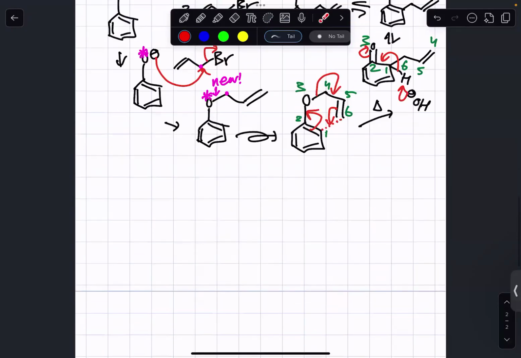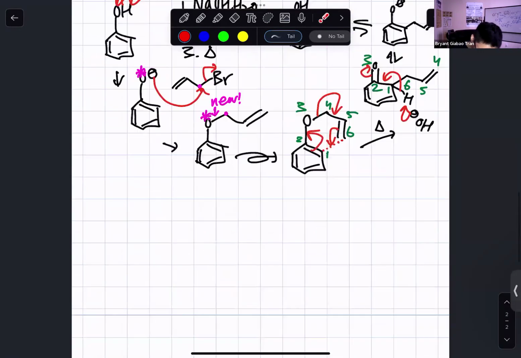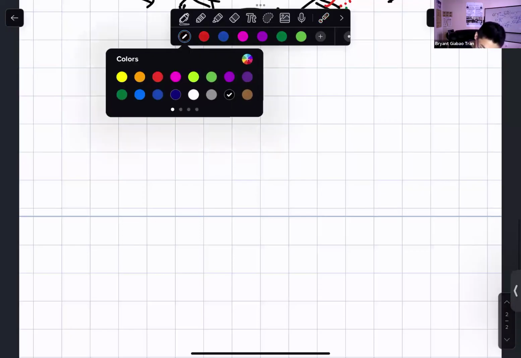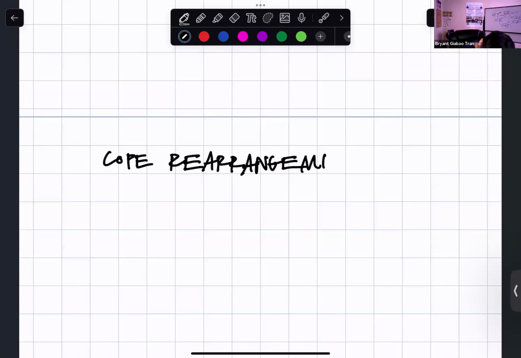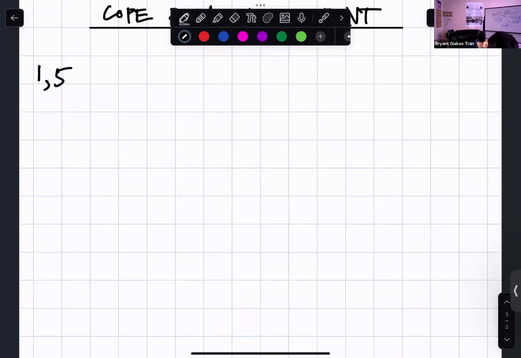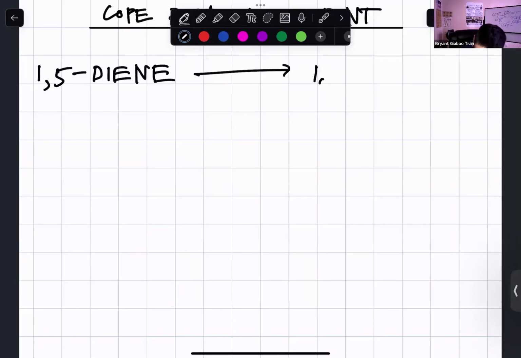All right. So Cope rearrangement is very similar to Claisen rearrangement in that it is also an electrocyclic reaction, but the reactant here is going to be a 1,5-diene. This one will give you a 1,5-diene as well, but I'll show you the differences between them.